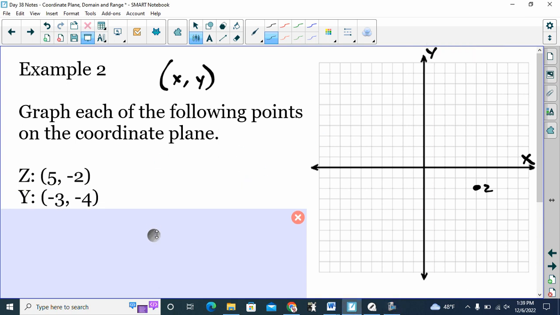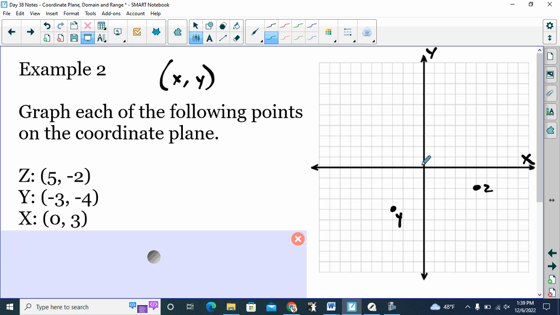The next point that's given is -3, -4. My x is -3. Because x is -3, I'm going left. So -3. My y value is -4, so down 4. There is point Y. And so on.